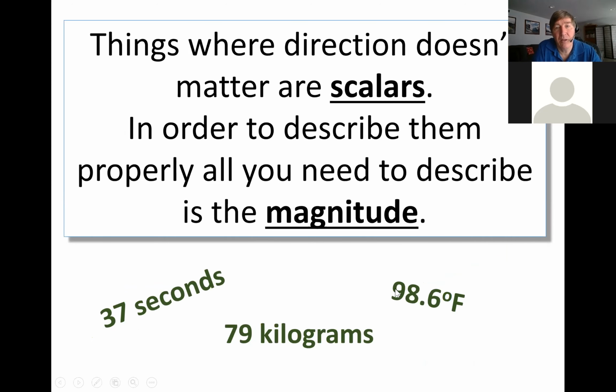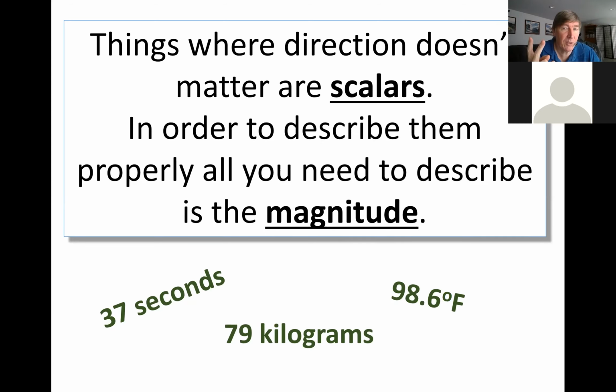Okay. Now, there are many other things in this world where if you asked what is the temperature, and you said, well, it's 98.6 degrees to the west, people would say, huh? That would make no sense, right? Or if I said, how much mass does this thing have? And you say, well, 79 kilograms to the south. That makes no sense, right? So things like time and mass and temperature, those are things where direction makes no sense. So all you have in that case is just the magnitude. So this is kind of the opposite of a vector. Those things are called scalars.